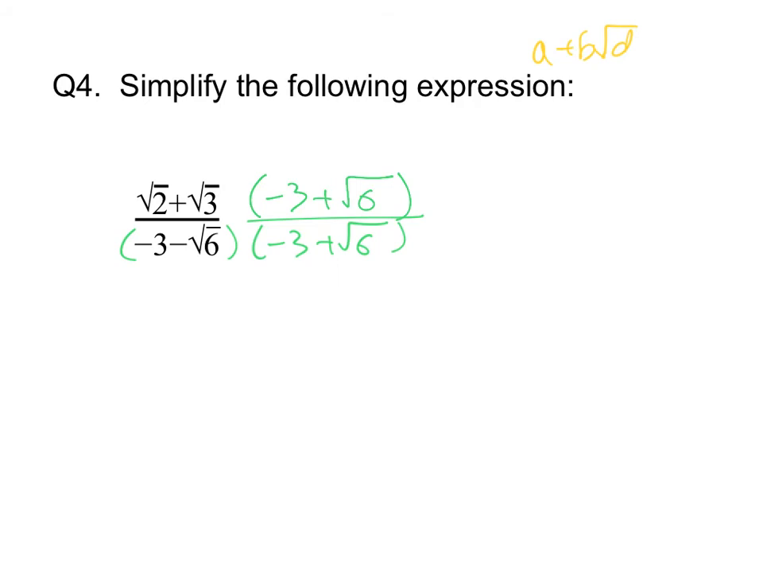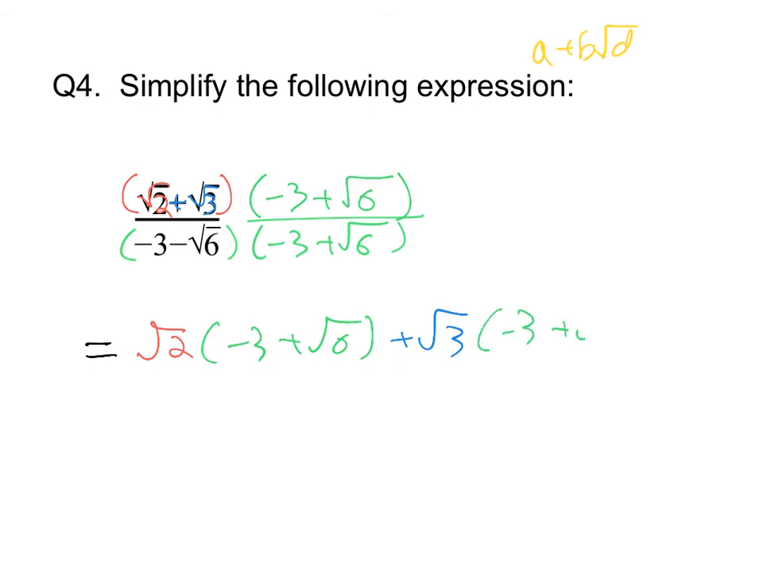Okay, so we're going to want to expand this expression. We have a lot of things to expand and simplify. I'm going to put brackets around this numerator just to ensure that we do not make any sort of error as we're multiplying this through. So let's start with the root of 2 times negative 3 plus root 6. And then we have plus the root of 3. So this is plus root 3 times negative 3 plus root 6.